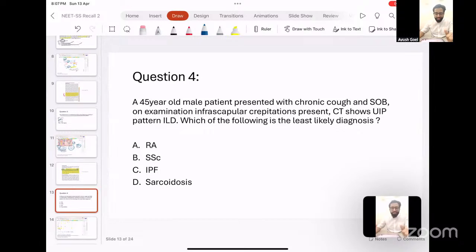Coming to the next question, question number 4. In this, we had a 45-year-old male patient who presented with chronic cough and shortness of breath. On examination, the patient had infrascapular crepitations. The CT scan showed a UIP pattern ILD, and the question was, which of the following is the least likely diagnosis?